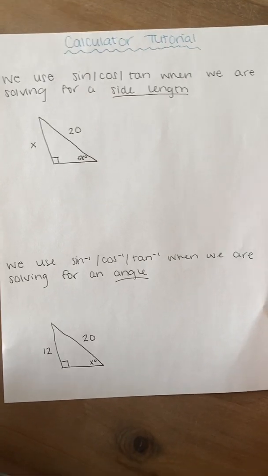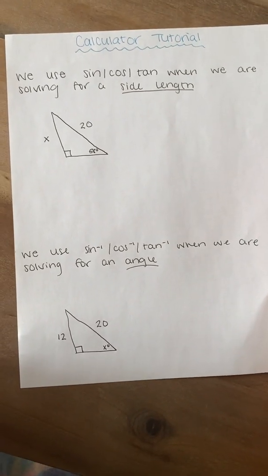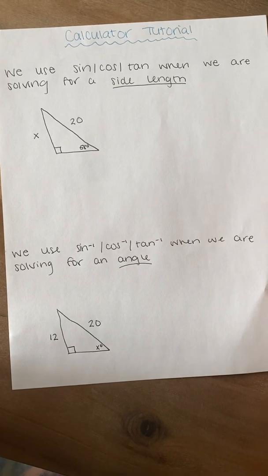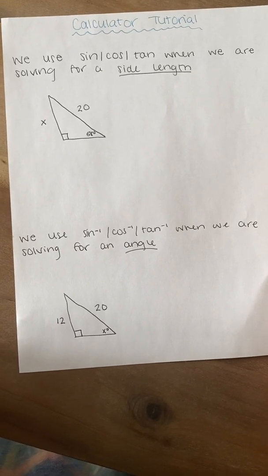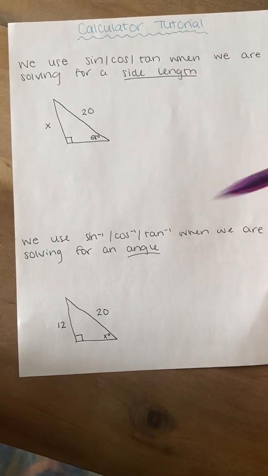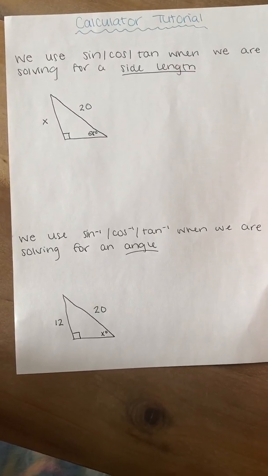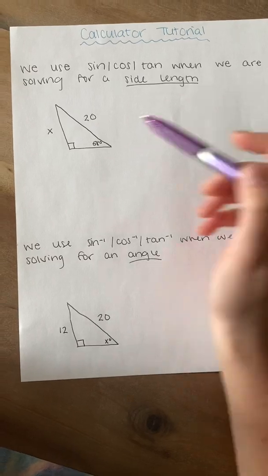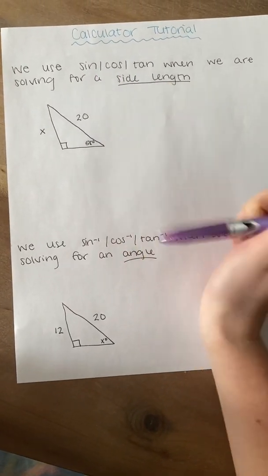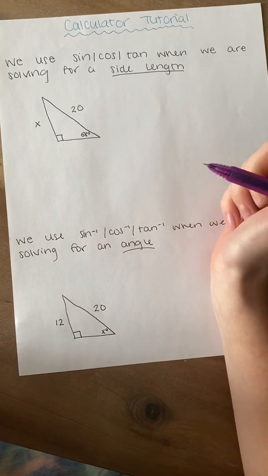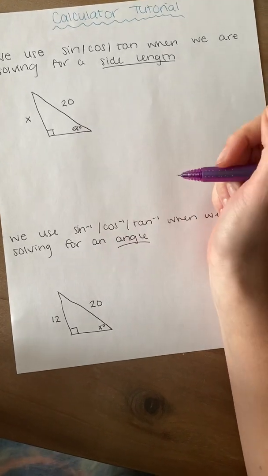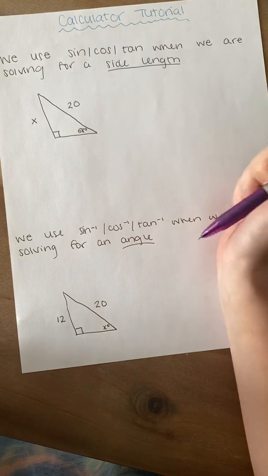Alright, so here is the highly requested calculator tutorial. So hopefully this clears things up if you were confused on when to use which one and how to plug it into your calculator. So we use the regular trig functions whenever we are solving for a side length. So that means that we know what our angle is. That's when we can use these ones.